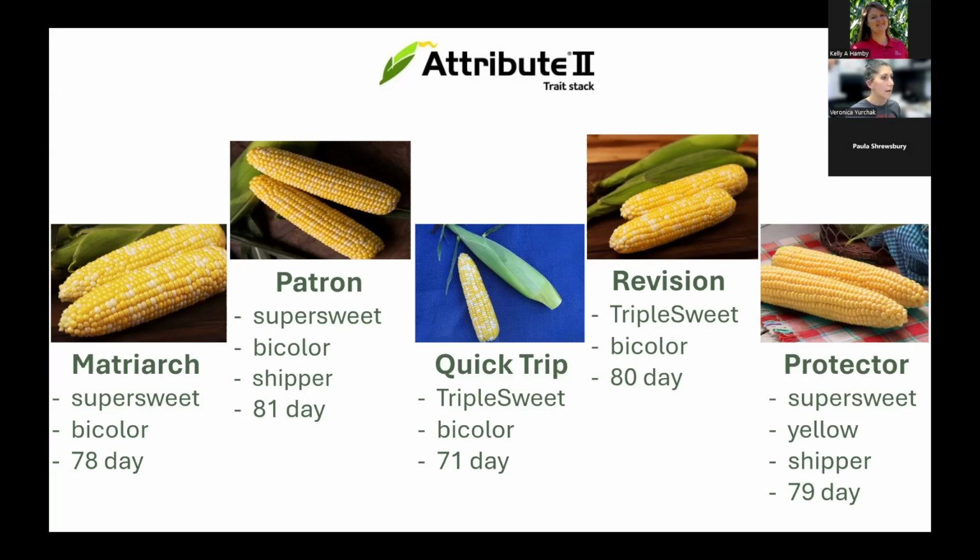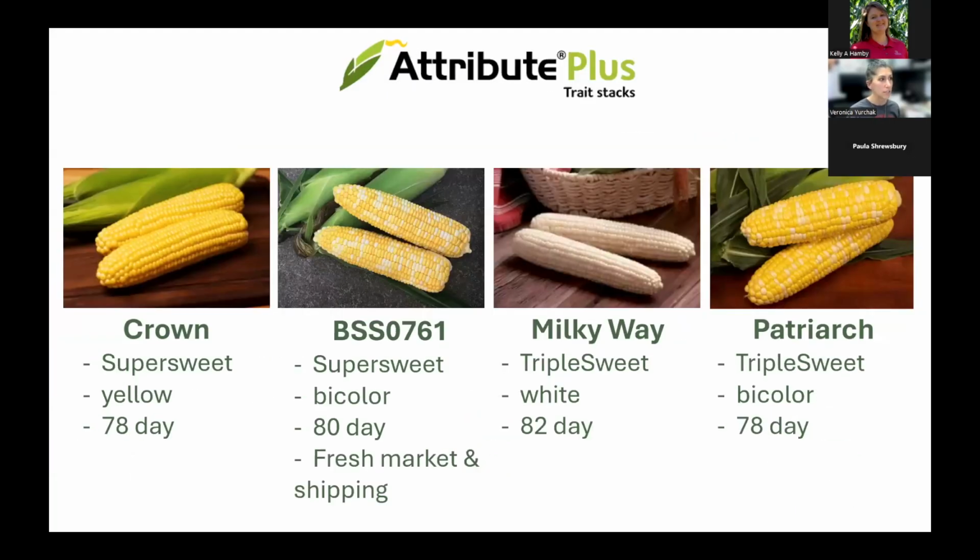Attribute 2 trait stack. The Attribute Plus, which I said the only difference really is in the herbicide tolerance, so these are glufosinate tolerant only. There are 4 different varieties available, super sweet or triple sweet varieties. All of these are fresh market, except for this BSS 0761, which is also advertised as a shipping variety. And this one gives you a little bit more options when it comes to the color. There are 2 bicolor varieties, but also a yellow and a white, which can be an important factor depending on what your consumers like.